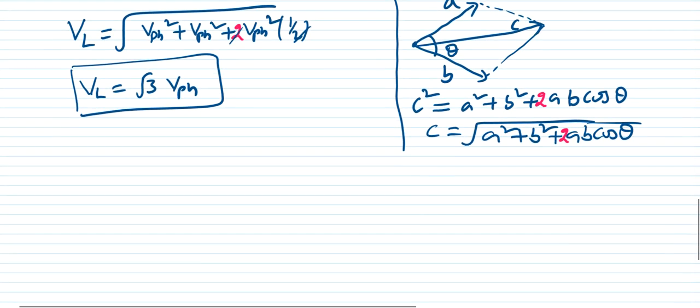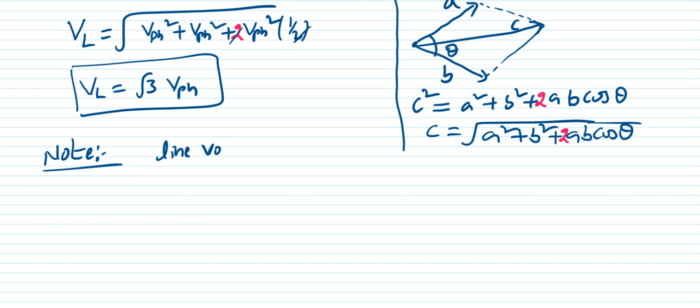You can observe what you have noted here in the note. In case of star connection, your line voltage is √3 times the phase voltage. So this is another observation we have made from this diagram.